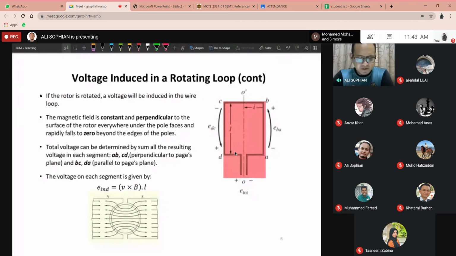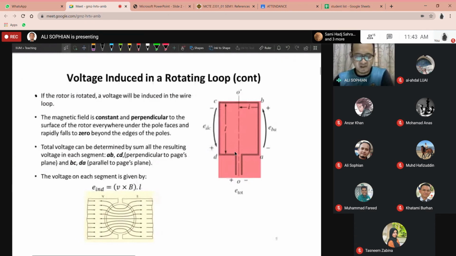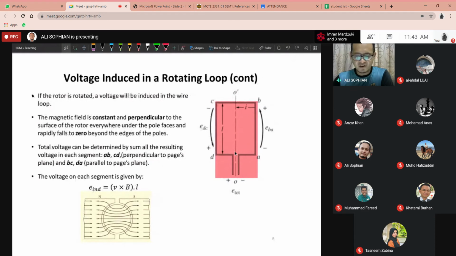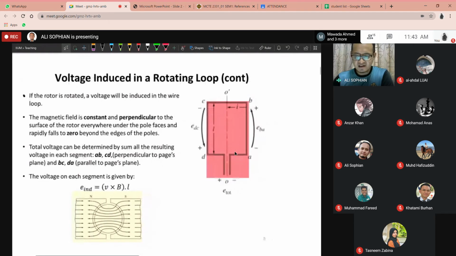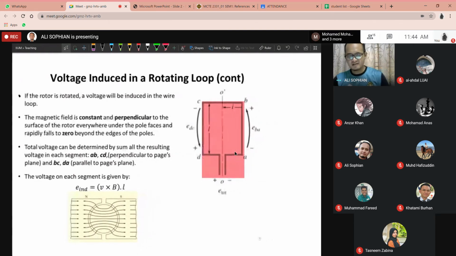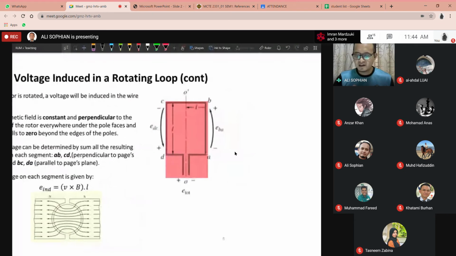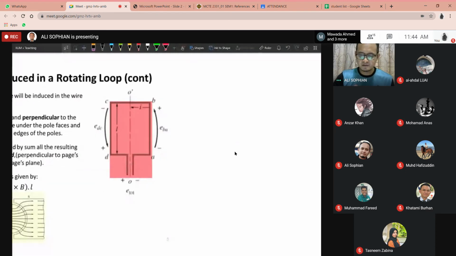Right, if the rotor is rotated, a voltage will be induced in the wire. We are referring to the same rotor and same loop as we saw on the previous slide. Remember that the loop is not located randomly, but is actually located between two magnetic poles. So you've got magnetic poles, and if you remember in our previous lesson, you've got a piece of wire, and then your wire is located inside a magnetic field.